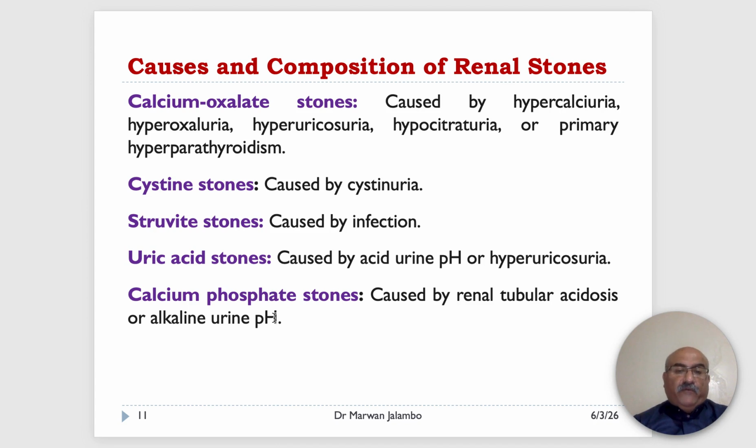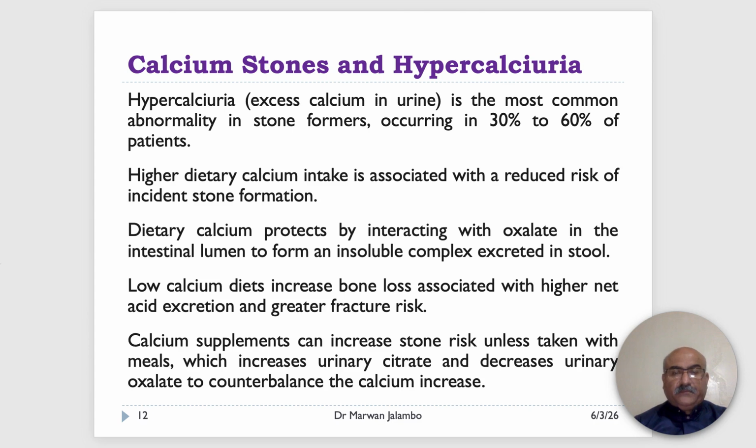Calcium phosphate stones are associated with alkaline urine or renal tubular acidosis. Because calcium stones are the most common, let's focus on hypercalciuria. Calcium stones and hypercalciuria. Hypercalciuria, or excess calcium in the urine, is the most common abnormality in stone formers, seen in 30% to 60% of the patients.